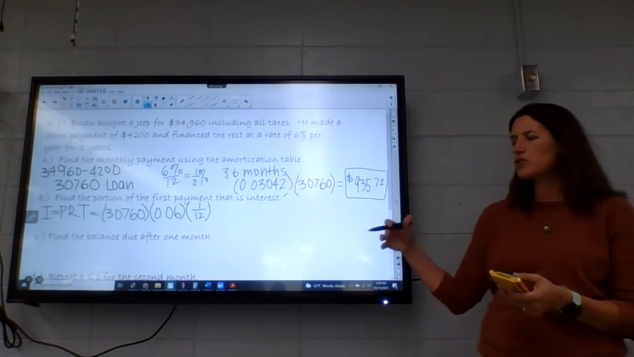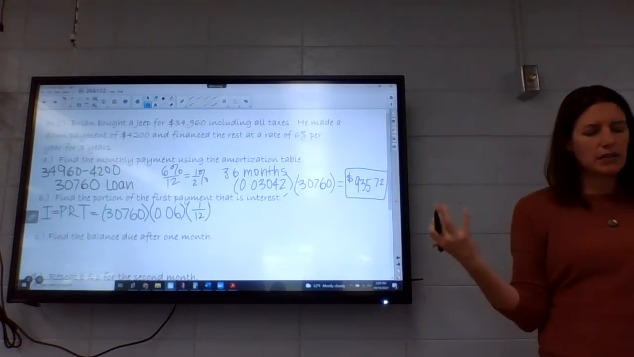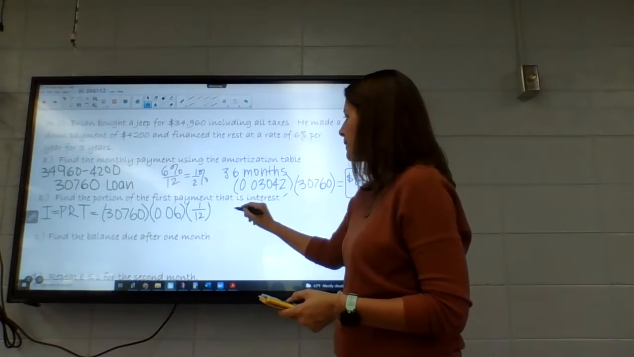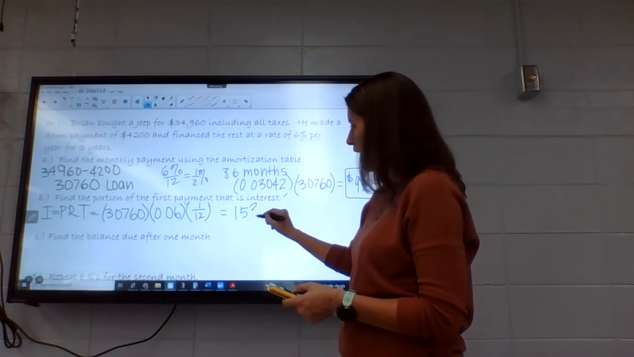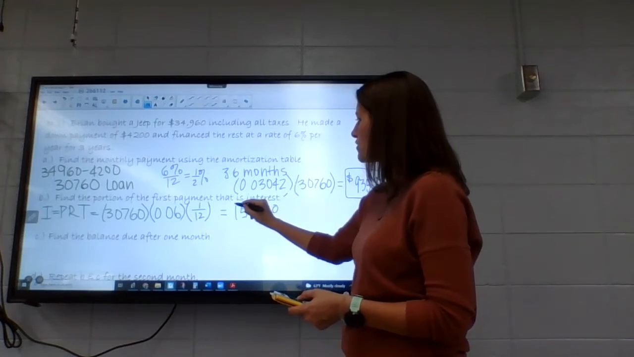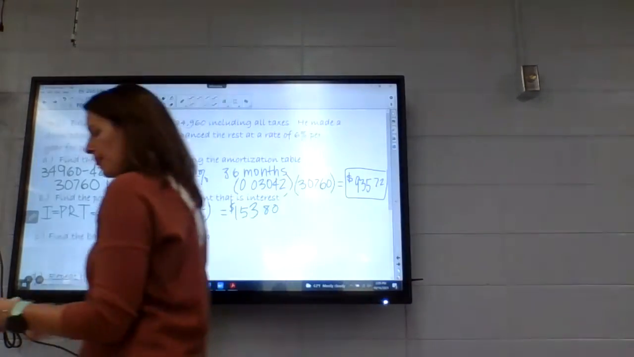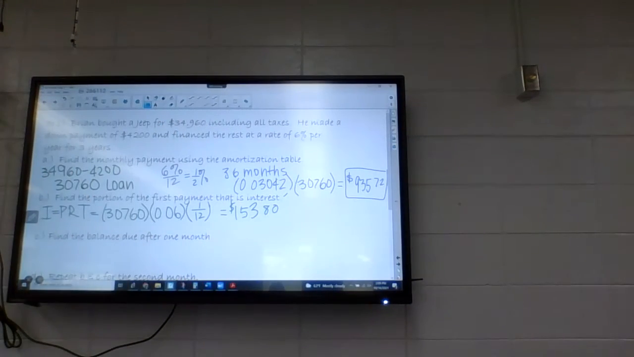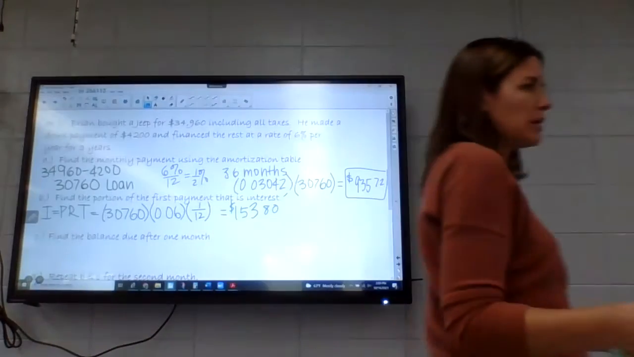And just so you guys know, for 1/12, I just divide by 12 instead of writing times 1/12. So $153.80, it goes straight to the bank. So the bank that first month gets $153.80 just for interest. So that's basically money that we're just throwing away. It's not going towards our Jeep.